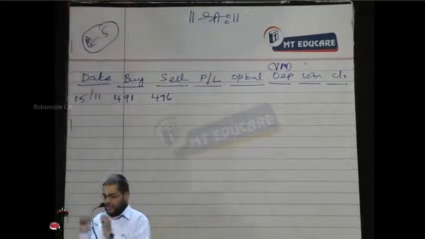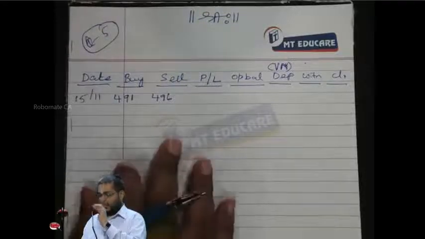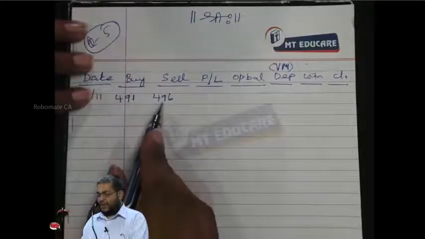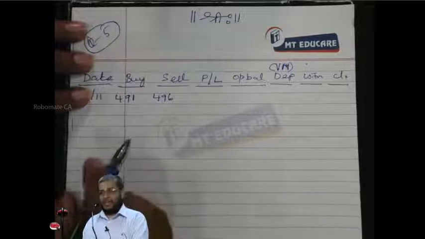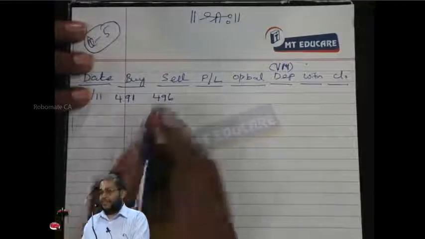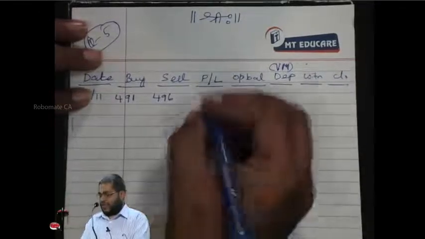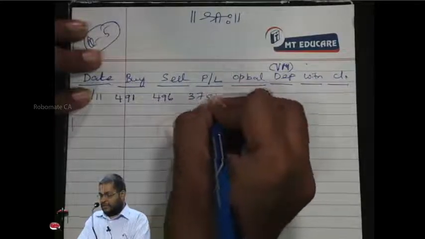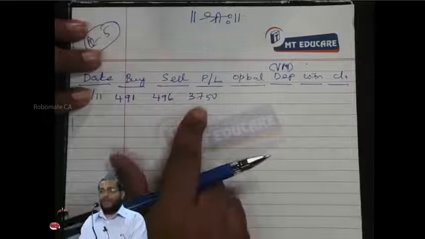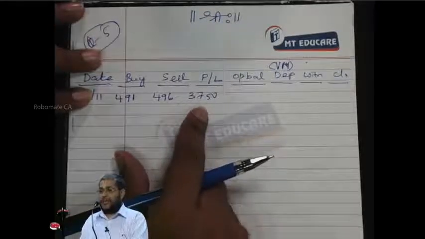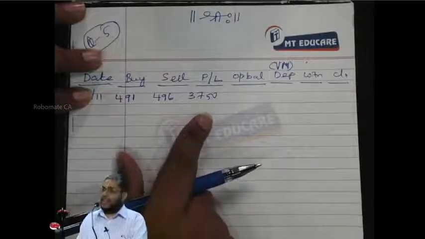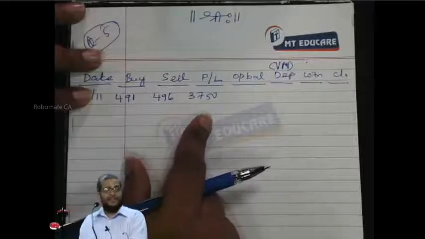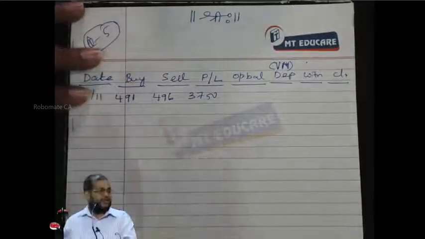Now, you should tell me how much profit? 5 rupees. For one share, yes or no? And how many shares there? 750. Always multiply by 750. What's the number? 3,750. This is the profit I made in my first day of futures. I started very auspiciously. I am very happy or not?